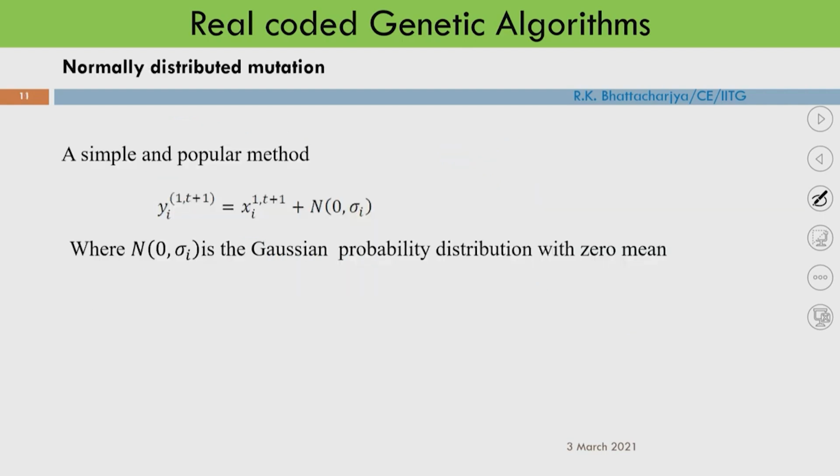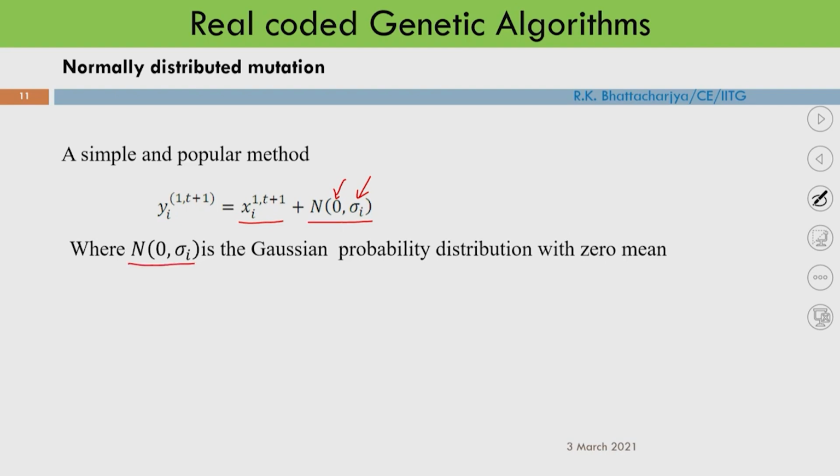Another way is that I can also use a normal distribution to generate a new solution or to get a mutated solution. Here suppose I would like to mutate this x i t plus 1. This is the variable I would like to mutate, and then I am generating a random number with mean 0 and standard deviation sigma i, and I can create a new mutated solution for x i. Now, here the strength is the sigma.